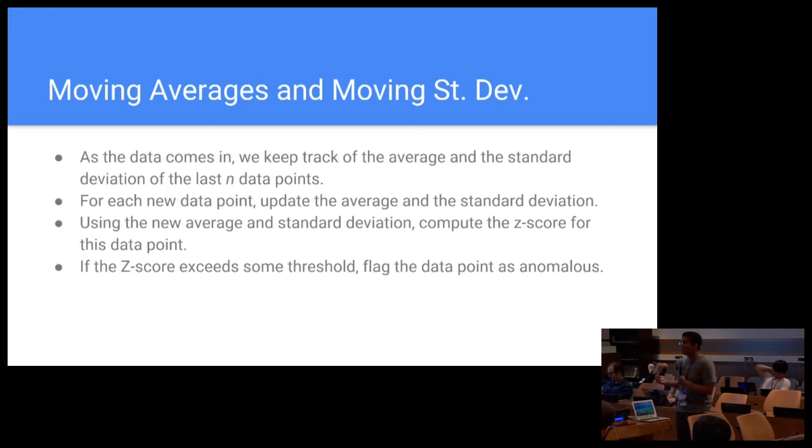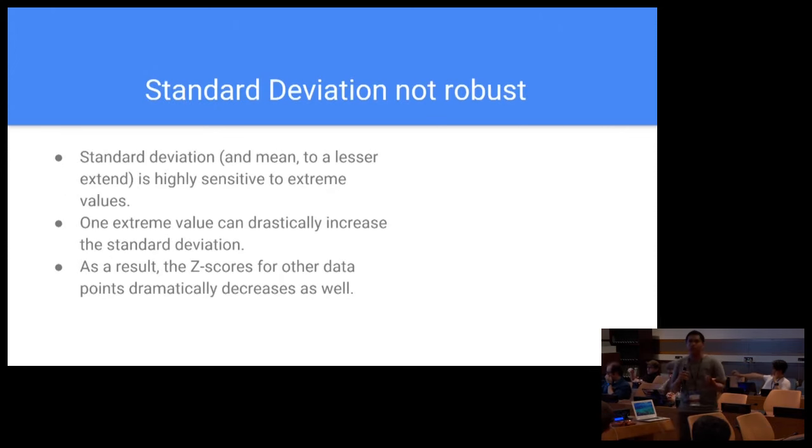But there's actually a big problem with this. It's not so much in how we use it, but the fact that averages and standard deviation are actually kind of bad when it comes to extreme values. It turns out standard deviation and also means are very sensitive to extreme values. One small extreme value in the data can drastically increase the standard deviation, and it can drastically shift the mean. And as you increase the standard deviation, you can also cause other points that would traditionally be considered anomalous to not be considered anomalous, because you deflate their z-score.